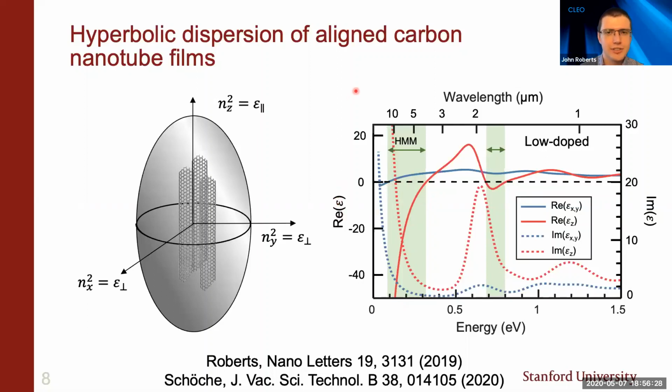And you can see that in these two wavelength ranges marked in green, one in the mid-infrared and one in the near-infrared, these dielectric functions have opposite signs. So this is hyperbolic dispersion, and it's usually achieved by combining metals and dielectrics in anisotropic metamaterials, or by using an anisotropic crystal that has phonon resonances. So as hyperbolic metamaterials, carbon nanotubes are fairly unique. In these wavelength ranges along the nanotubes, it's effectively metallic, and in perpendicular directions, it's effectively dielectric.